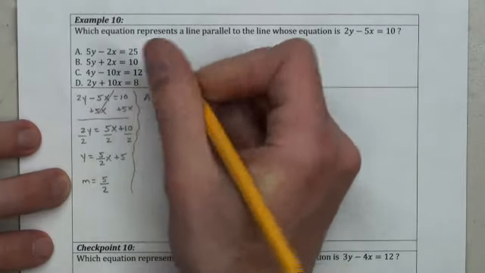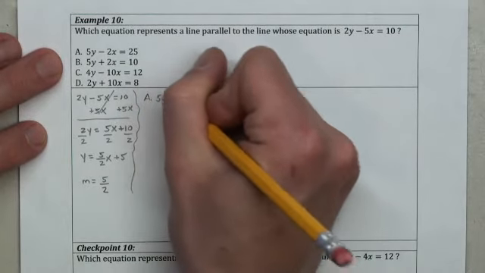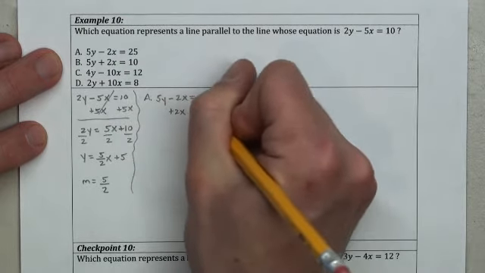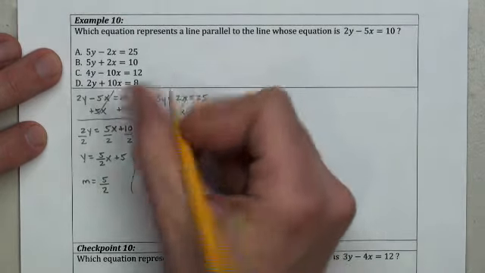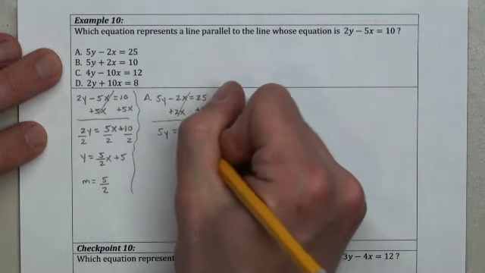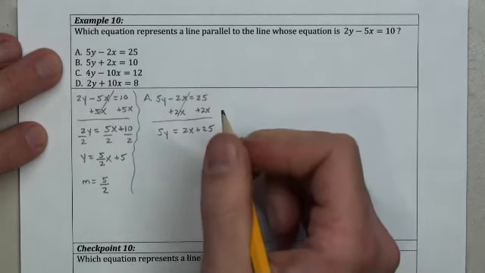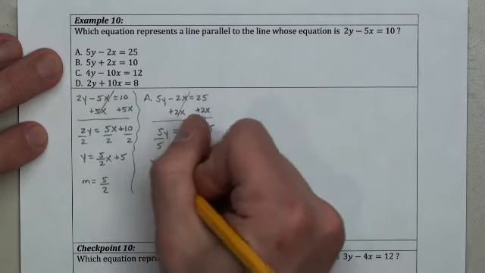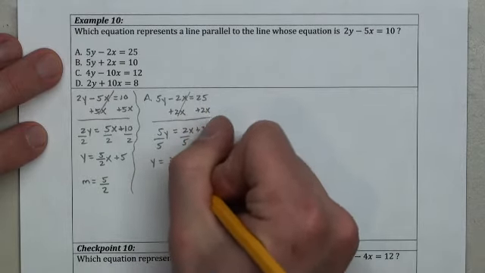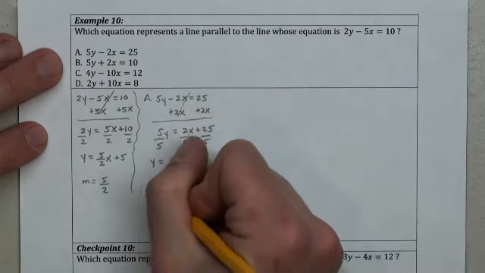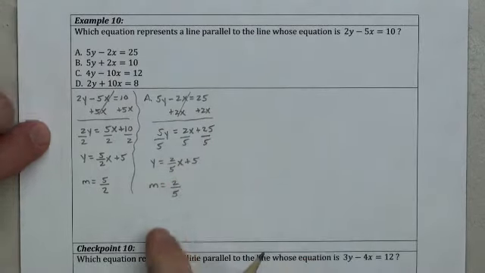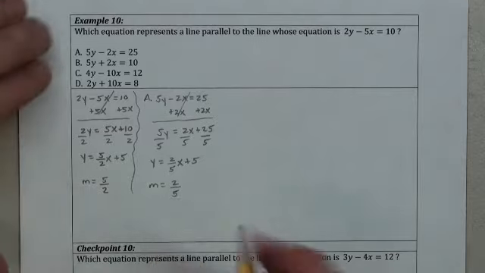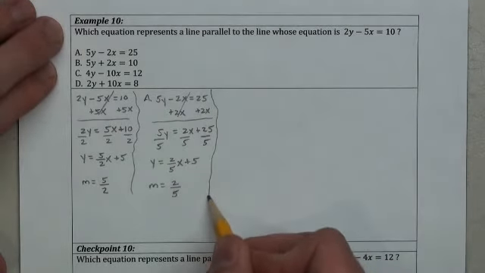Let's look at choice A. It's 5y minus 2x equals 25. Add 2x to both sides. We get 5y equals 2x plus 25. Divide everything by 5. And you get y equals 2/5 x plus 5. So my slope is 2/5. They're not the same. They're not negative reciprocals either. They are reciprocals, but they're not negative reciprocals. So that one's not parallel or perpendicular.